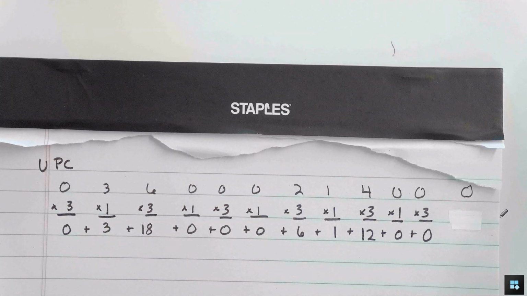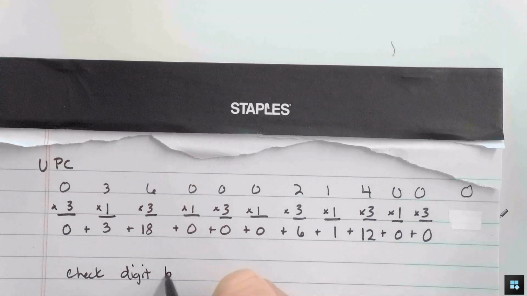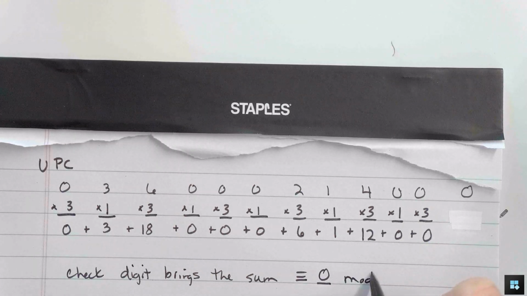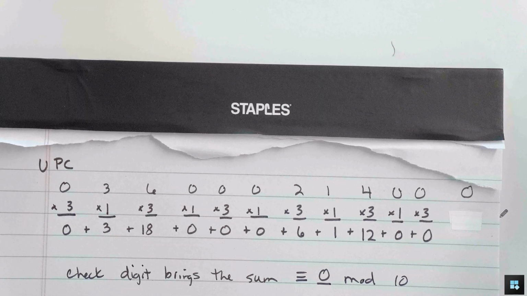So we do this pattern 3 1 3 1 3 1 3 1, and then the check digit brings the sum to be equivalent to 0 mod 10. So once we do this little pattern of multiplying times 3 times 1 times 3 times 1 times 3 times 1 times 3 times 1, the check digit will bring this total to be 0 mod 10. So that's how the check digit is chosen.